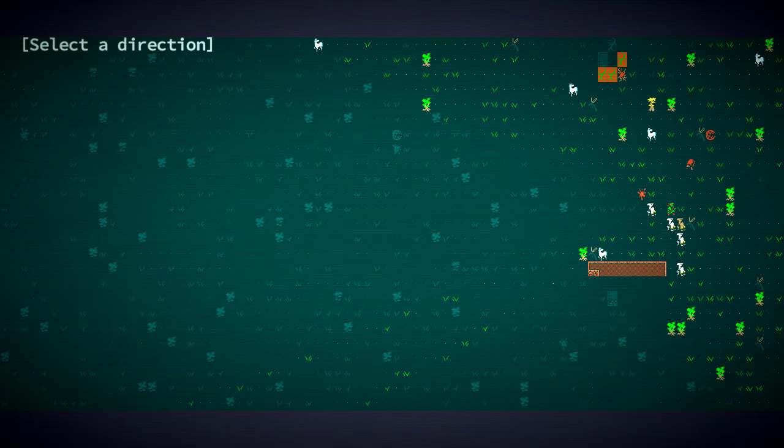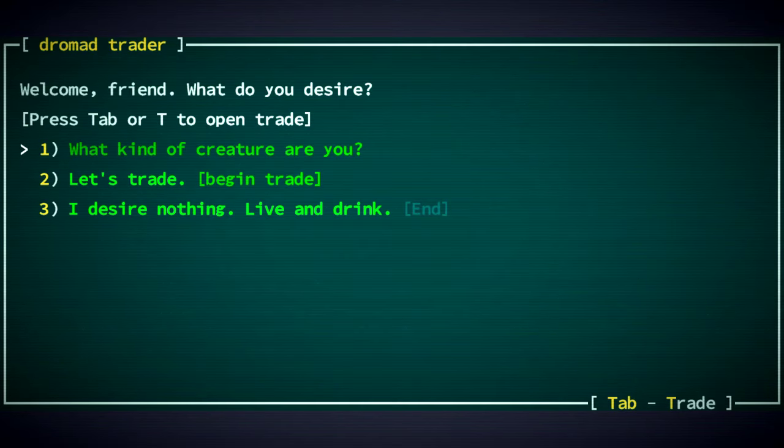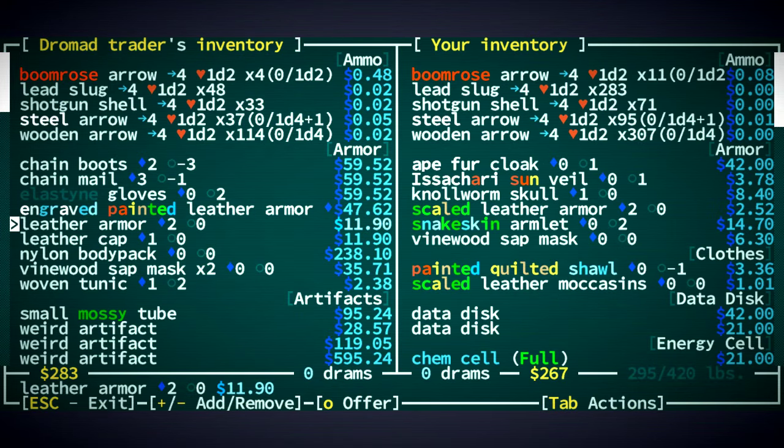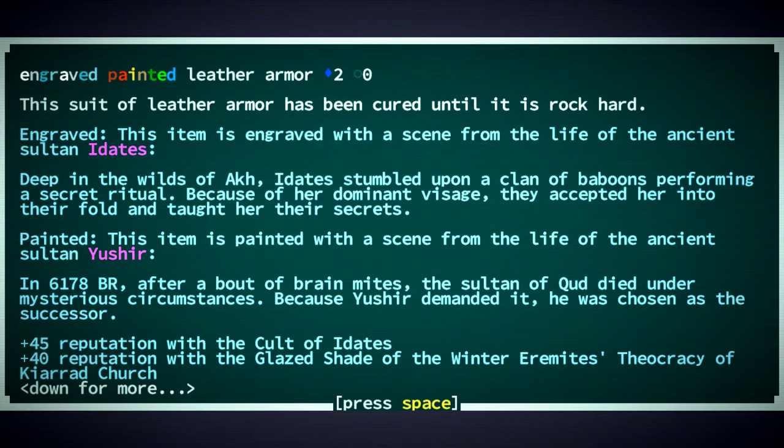They should definitely ask you to confirm leaving that message. No, I meant, let's trade. What do you have? Let's take a look at your leather armor here.